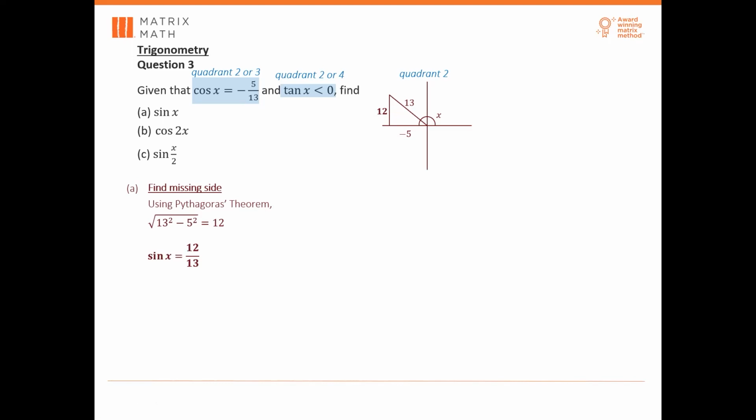Okay, next one for part B. Use your formula sheet. Your formula sheet will say cosine 2x equals 2 cosine squared x minus 1. So cosine x is already established as -5 over 13. So replace your cosine x with -5 over 13, then put the square. You put the -1, you get minus 119 over 169.